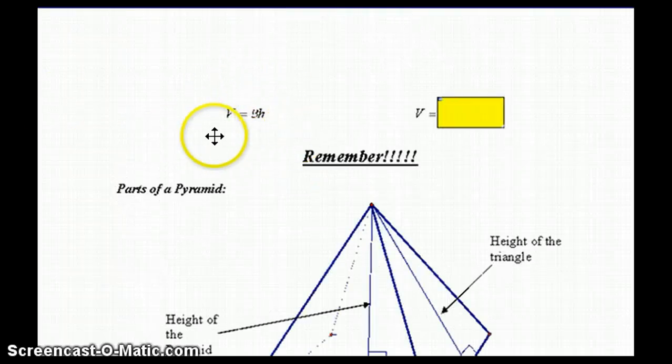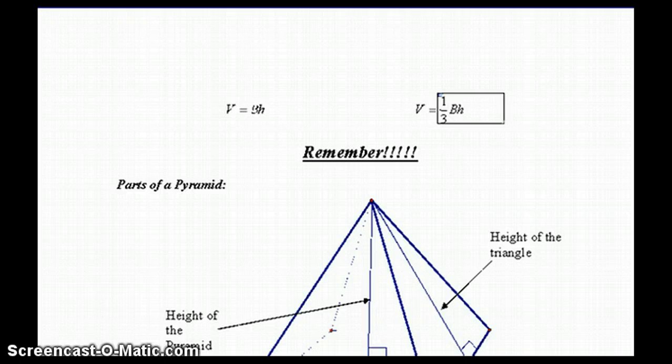We know that the volume of any prism is the area of the base times the height. So if we know that a pyramid is 1/3 as big as a prism, then the formula for volume would be 1/3 the area of the base times the height.